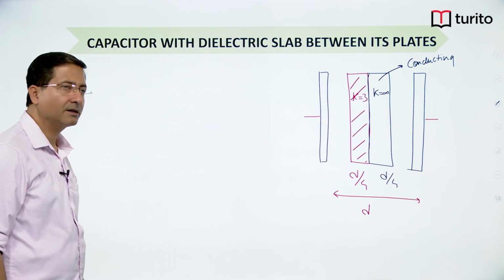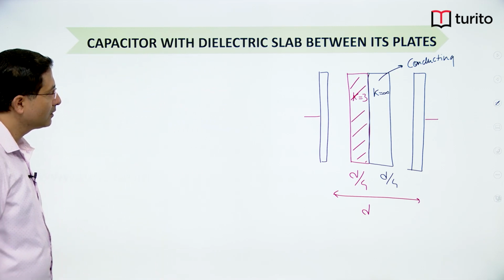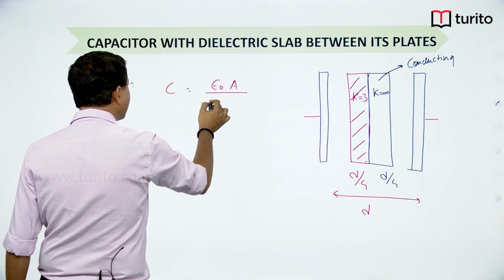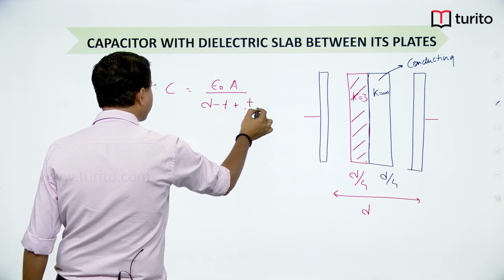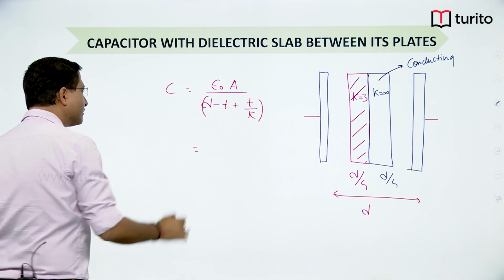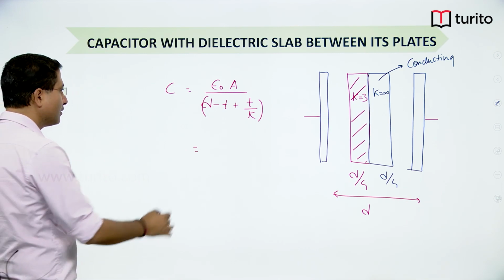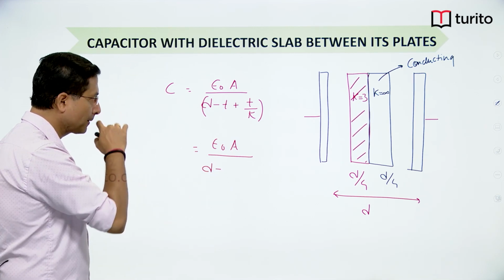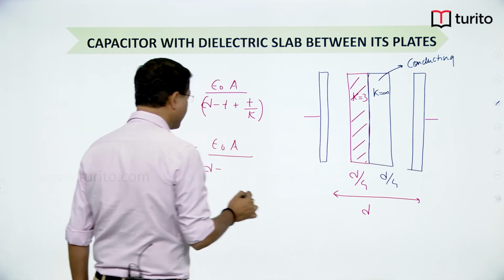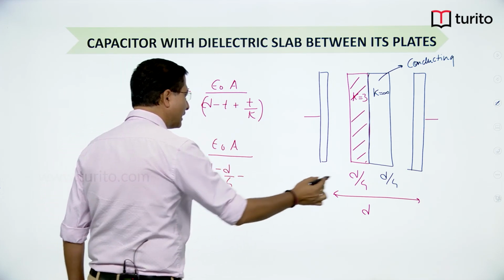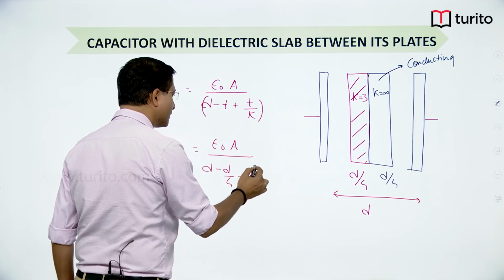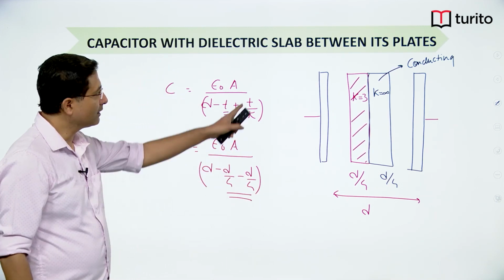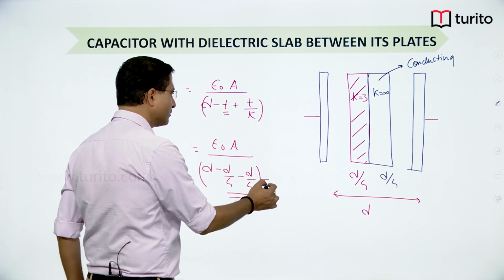Now, I am interested in calculating the capacitance of this arrangement. So, again we have to just place the values in the formula. This is the formula we have, and now I will write all these values: epsilon naught A divided by d minus, for this slab thickness is d by 4 and another slab thickness is d by 4, right. So, this term is over. Now, I am writing the second term.